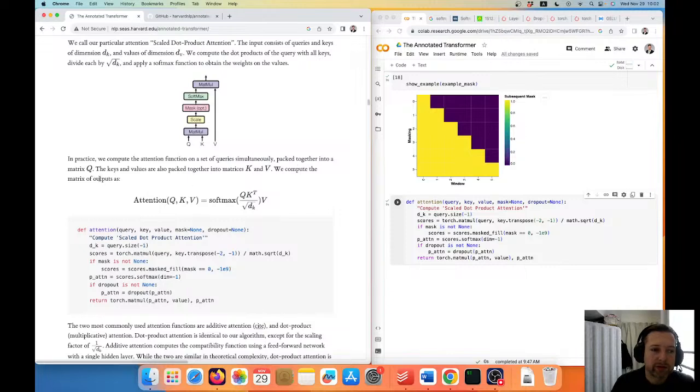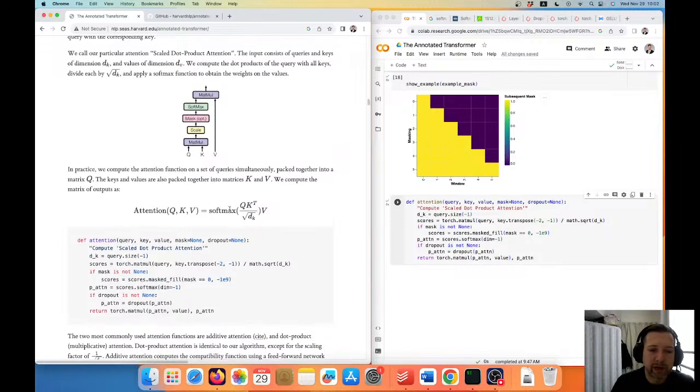We compute the matrix of outputs as softmax of Q matrix multiplication with K transposed. This is basically just the dot product between the vectors in Q and in K. Then scale by this factor 1 over square root of d sub k, that's the yellow bit here. This bit is the multiplication up here. The masking isn't done in this bit here, so we'll skip that. Then softmax, and then we do another matrix multiplication with V. That's the last bit.